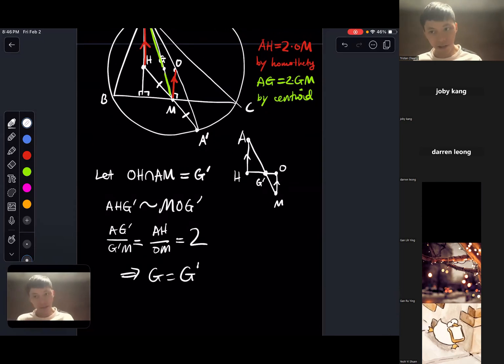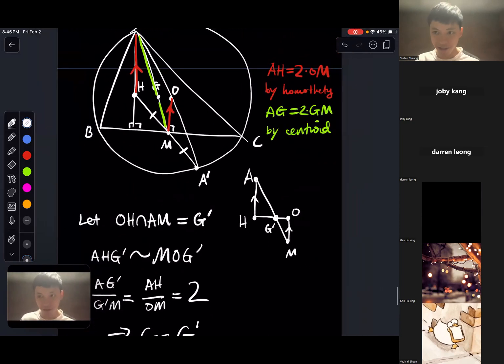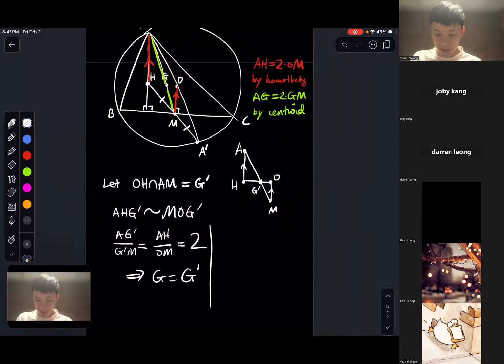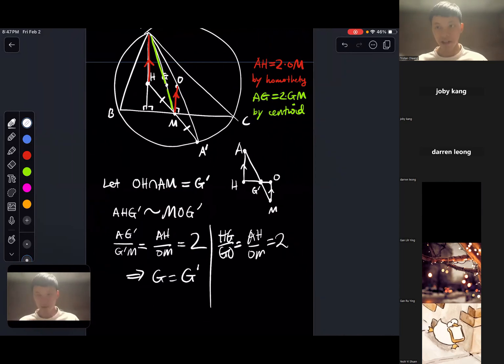So of course, this proves that they're collinear, but the other ratio also gives us an extra bonus information, which is HG is equal to 2GO as well. So bonus: HG over GO is now AH over OM as well, which is 2. So HG over GO forms a 2 to 1 ratio.